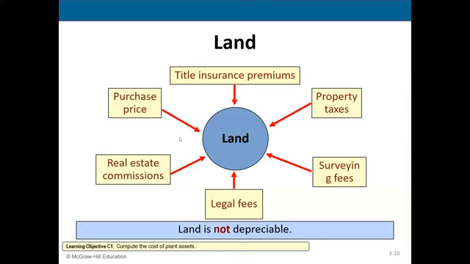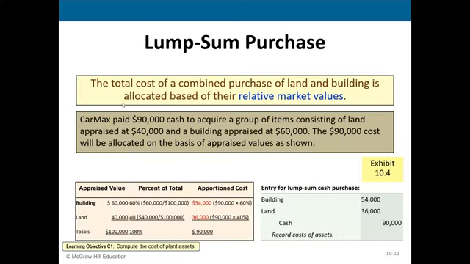Okay, so we talked about equipment, we talked about buildings, we talked about the land. Now let's walk through an example. Here we have an example. Our company, CarMax, those of you who've ever heard of CarMax, is looking to acquire a building and some land. Add a bunch of zeros behind it, and that's probably the actual numbers. But here we go.